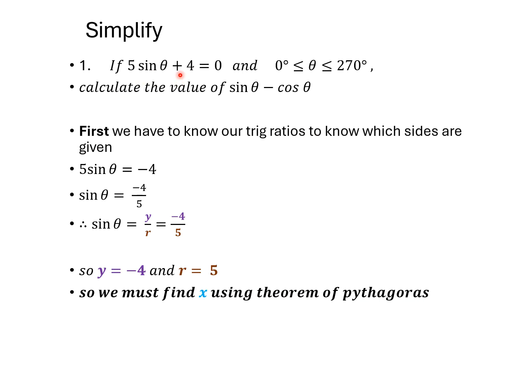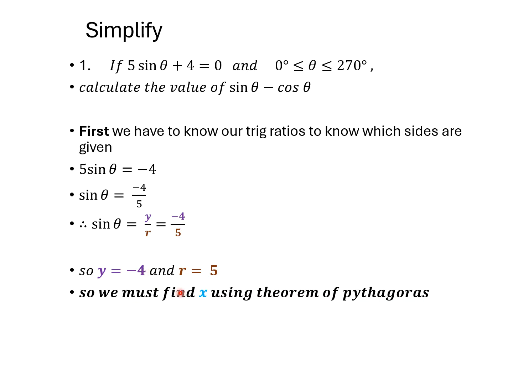So there, if I take 4 over, it becomes negative 4. I always divide by whatever's in front of sine, in this case 5 sine theta. So sine theta then becomes negative 4 over 5. Then I need to remember, according to the ratios, sine theta is always y over r. So given to me, the y value is negative 4 and my r value equal 5.